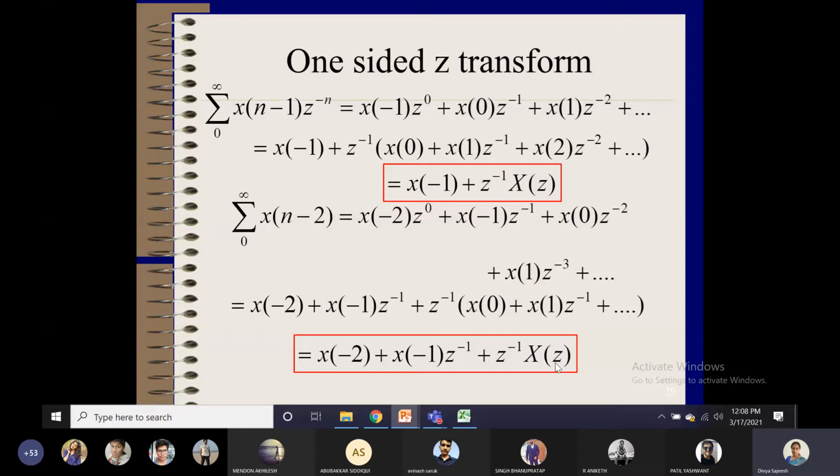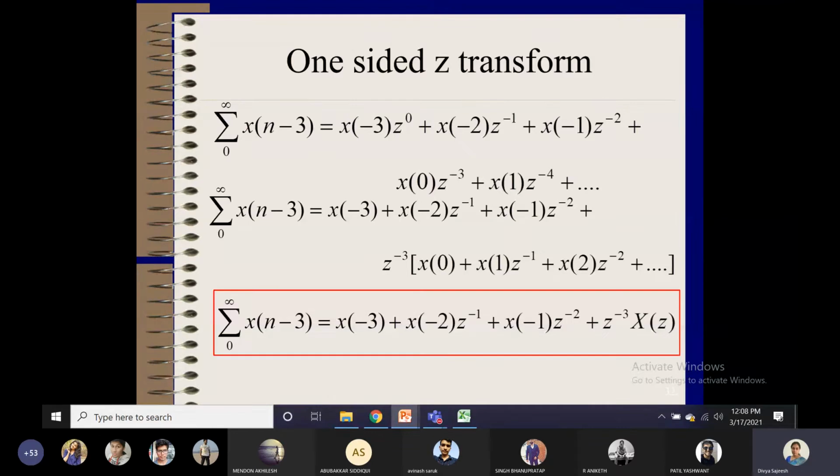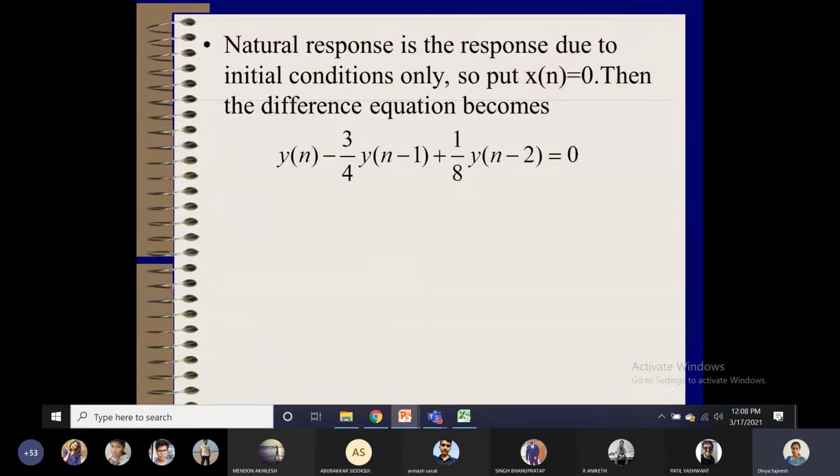This way you can do it for any shifted signal. I will just directly show you for x of n minus 3. If you understand how it is formed, you can write it for any terms. So for x of n minus 3, it will be x of minus 3 plus x of minus 2 z inverse plus x of minus 1 z raised to minus 2 plus z raised to minus 3 X of z. Normally, up to 3 terms only you will see in any question paper. So you should learn how to expand this formula. Now let us go back to our question again.